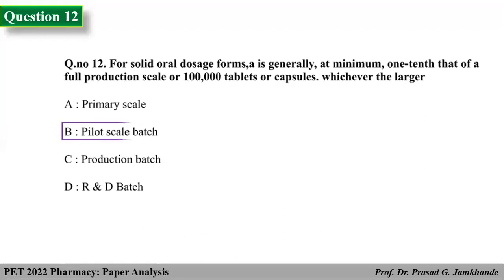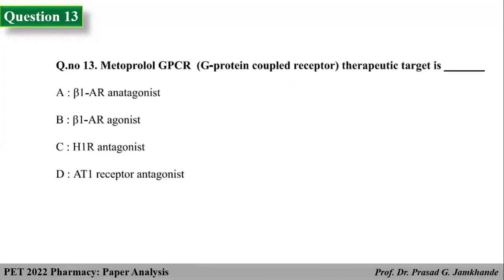In case of R&D, only the required amount of dosage form is produced. So the R&D batch is also a wrong answer. So the correct answer is the B option.